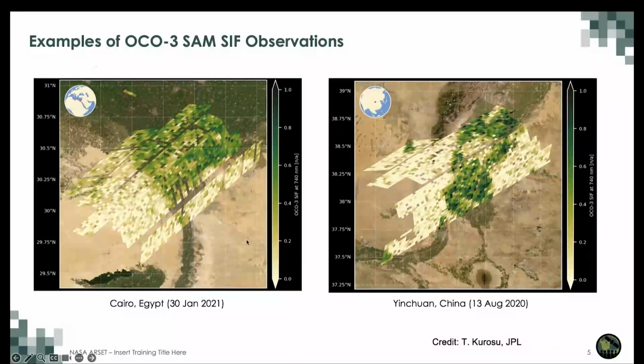Here are two examples of OCO-3 SAM SIF observations. The left is over Cairo, Egypt, and the right over Incheon, China. Both sites are semi-arid regions with crop coverage. You can see that the crop and forest areas have much higher SIF values, indicating much higher productivity compared to the background. For both sites, you can see that feature.